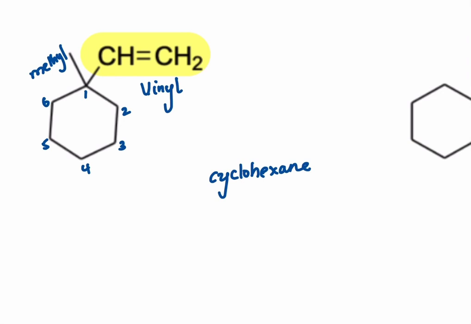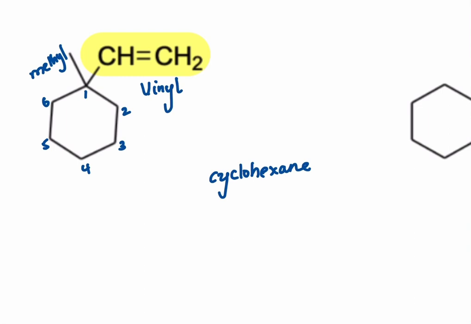Now let's complete the IUPAC name for this compound. So we have a methyl group and we also have a vinyl group. But where are these two substituents located? They are located on carbon number 1. So once you have this, you need to make sure that you arrange them in alphabetical order. Which one comes first, between M and V? Obviously M comes first, right?